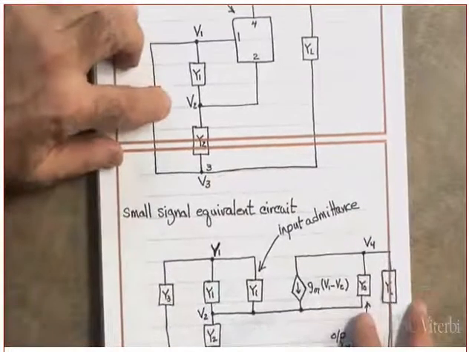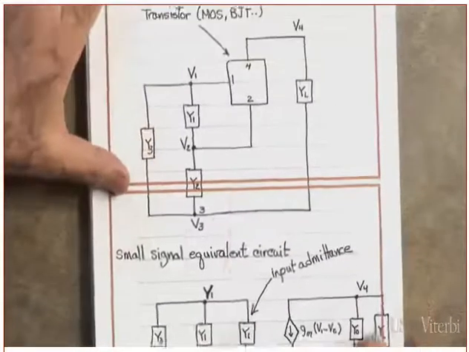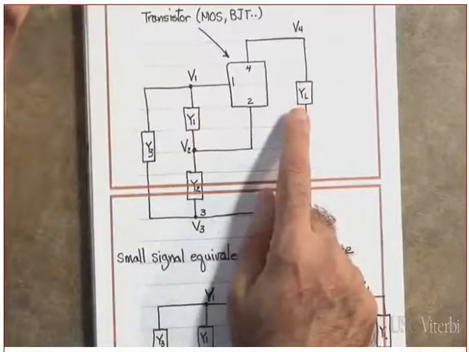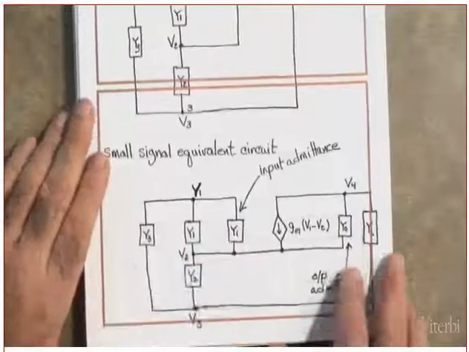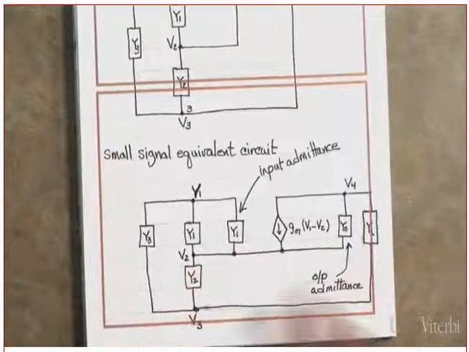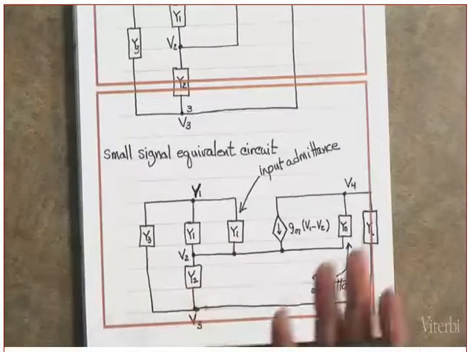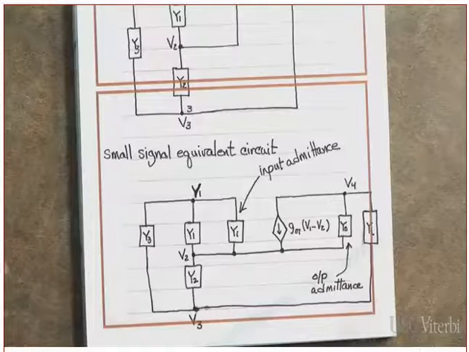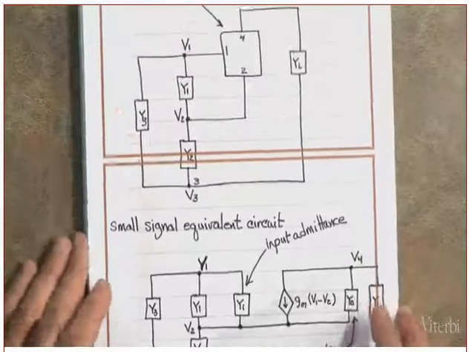What is the small signal equivalent circuit of this one? Again, I'm representing everything in terms of Y, and you will see why in just a second. Because I'm going to use the current equation, and with the current equation, it's easier to deal with the Y's. Are you following me or not? Yes? The Nortons, if you want to think about it.